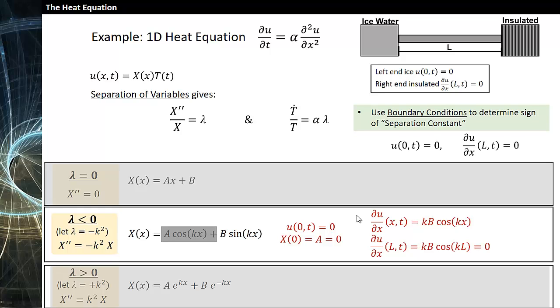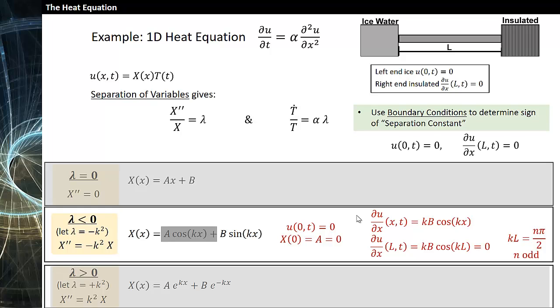Well, one solution of this could be that b is equal to 0, but of course we don't want that solution. That tells us that we have no solution for X of x. So instead we're going to choose the possibility that k times L is equal to n pi over 2, where n is some kind of odd integer. That would ensure that cosine is always 0, and so that would ensure that we can always solve this boundary condition.